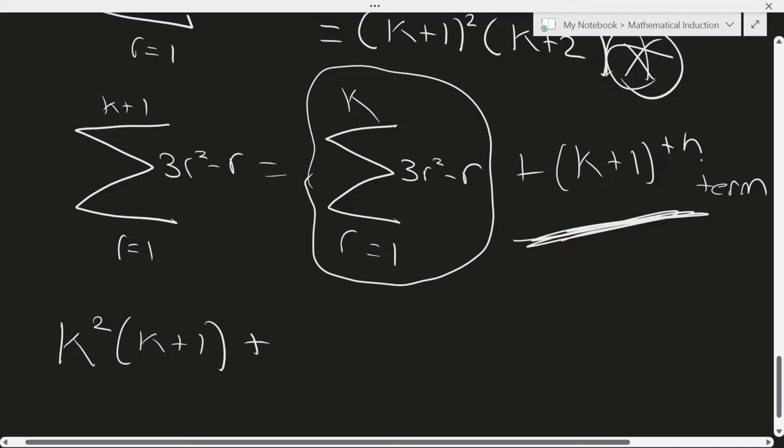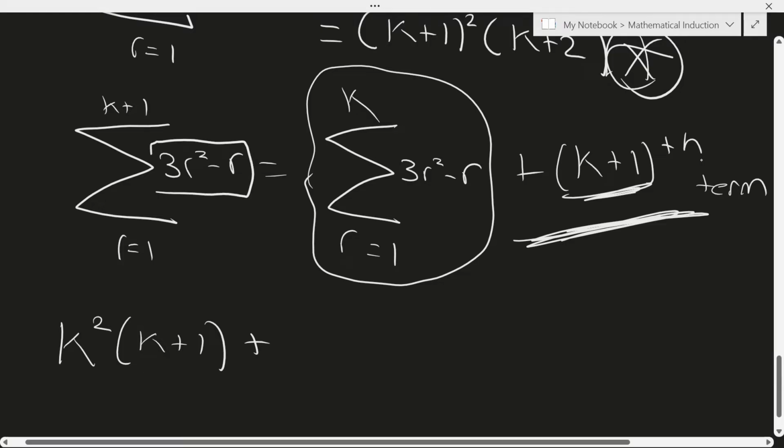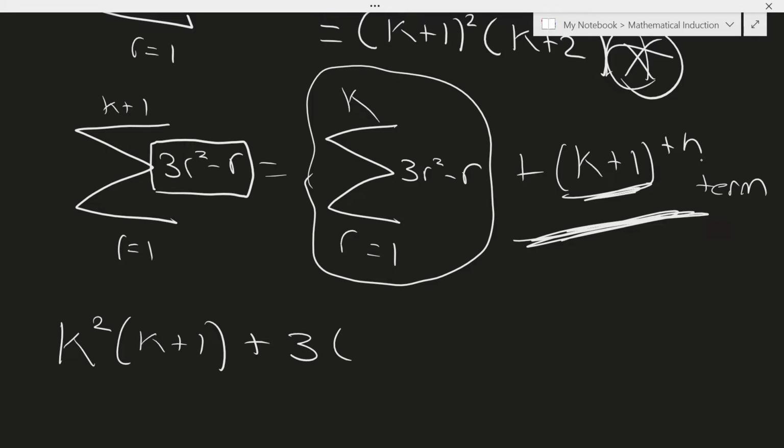But what is that? The k plus 1th term in the sequence is when you take k plus 1, this right here, and plug it right here. If you plug the k plus 1 in here, you'll get the k plus 1th term. So where we see these r's for the k plus 1th term, we'll have 3 times k plus 1 squared minus k plus 1. Right?